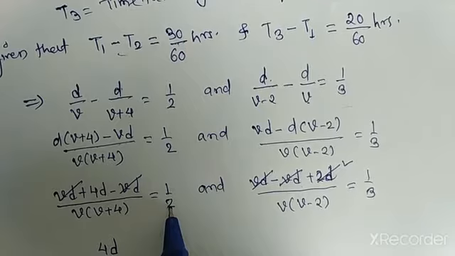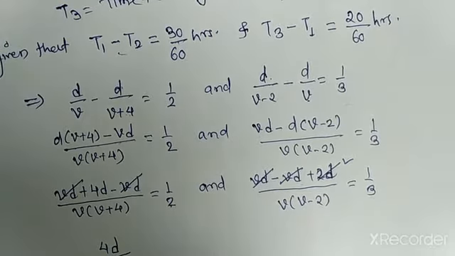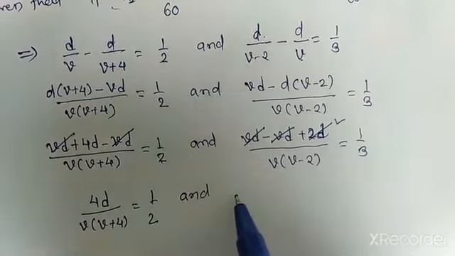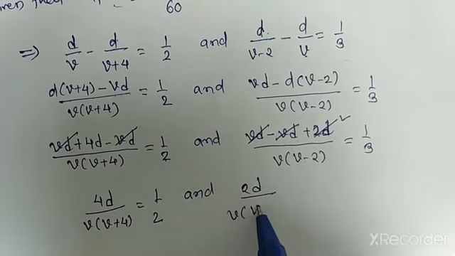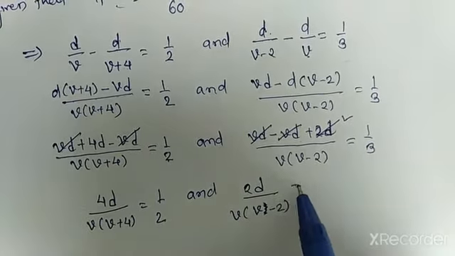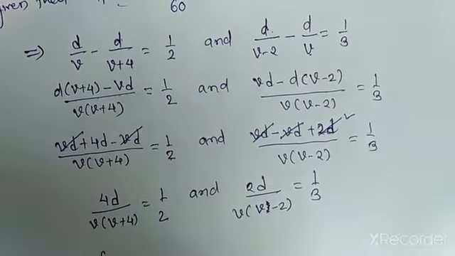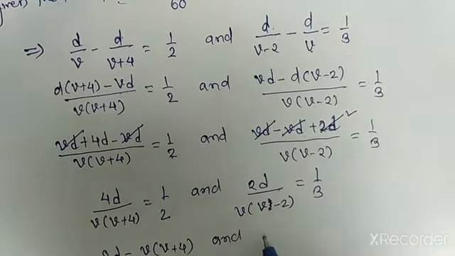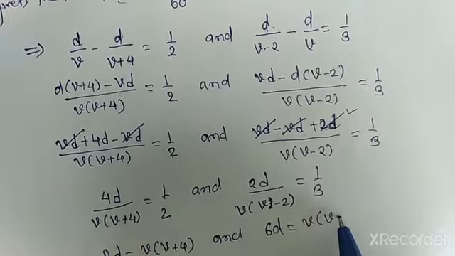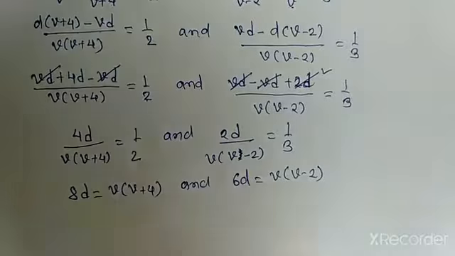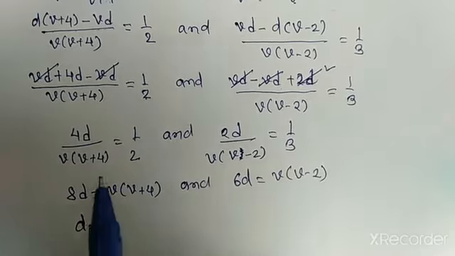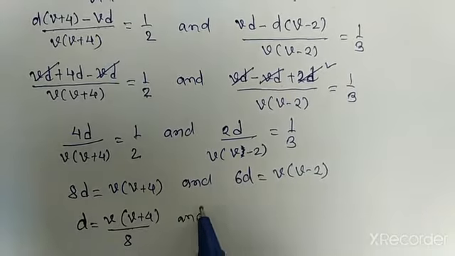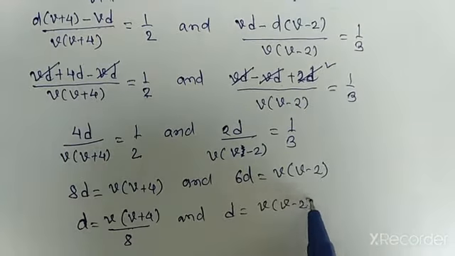So 4d upon v into v plus 4 is equal to 1/2. And here it's twice d upon v into v minus 2 is equal to 1/3, or it can be written as 8d is equal to v into v plus 4 and 6d is equal to v into v minus 2. Okay, so here d is equal to v into v plus 4 divided by 8, and d is equal to v into v minus 2 divided by 6.